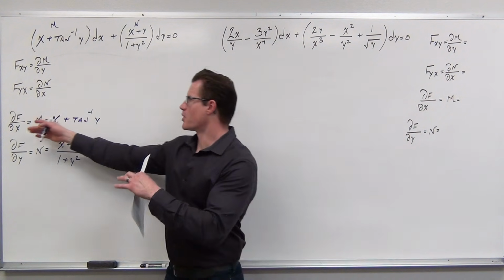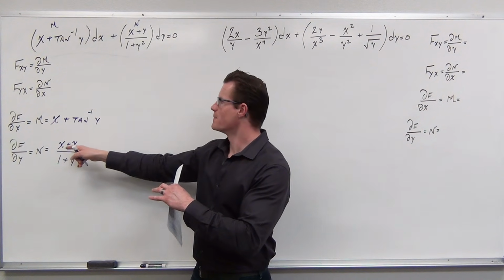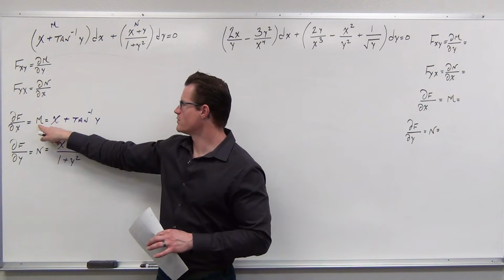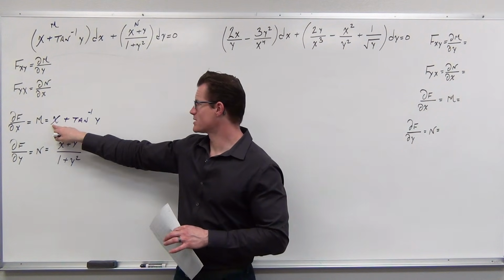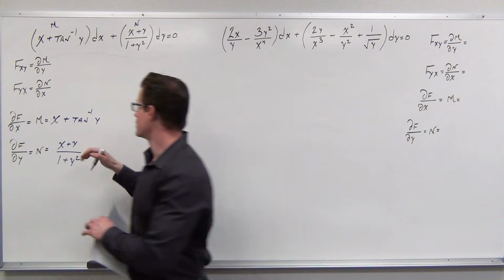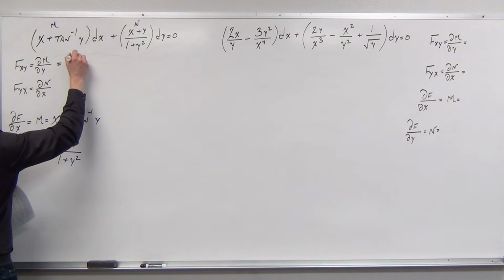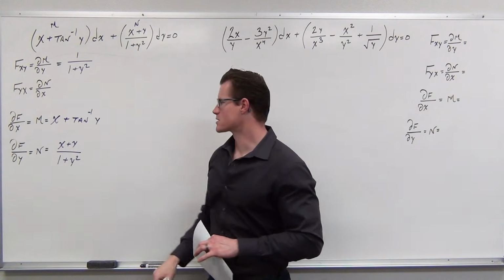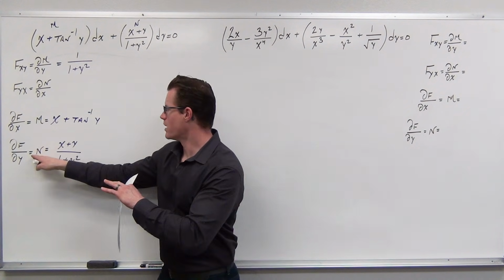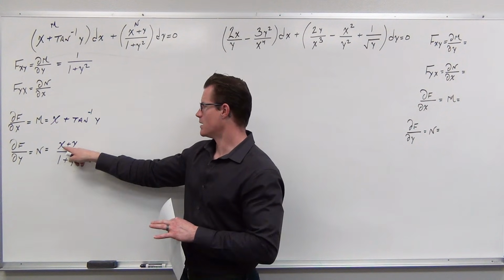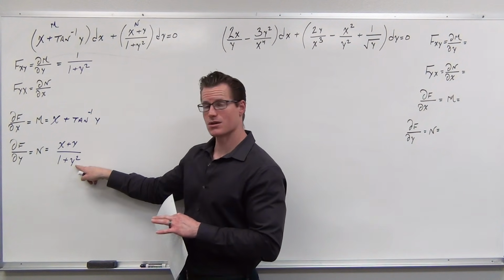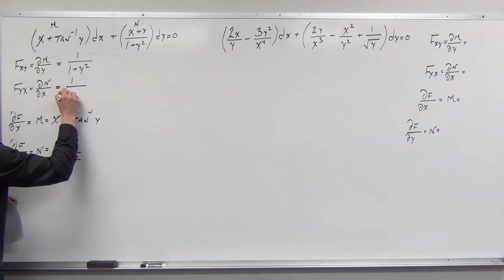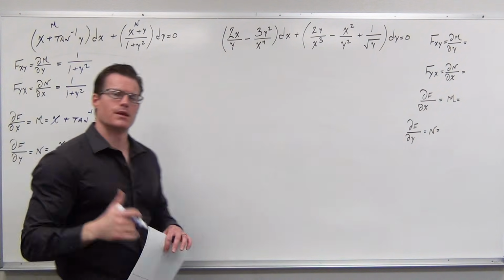Okay, so now that we have the partial of f with respect to x and the partial of f with respect to y, we're going to find our mixed partials. We're going to see if this is an exact differential equation. So we're going to find the partial of M with respect to y. That's 0 plus 1 over 1 plus y squared. And I always set it up like this. Now the partial derivative of N with respect to x. This is 1, and this is held constant. So we get 1 over 1 plus y squared. That right there is what you're looking for.